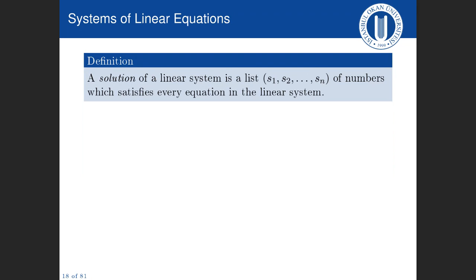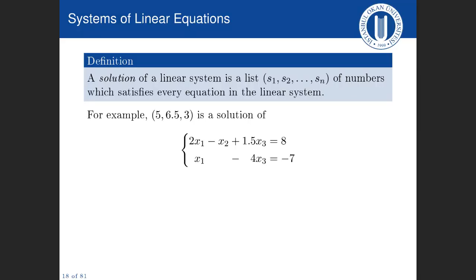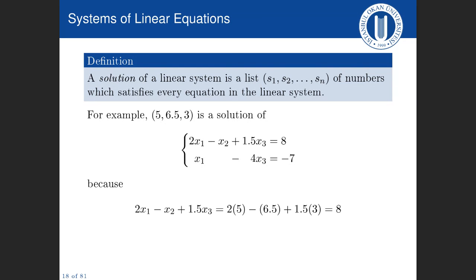A solution of a linear system is just a list of numbers which satisfies every equation in the linear system. So for example, 5, 6.5, 3 is a solution of this linear system. Why? Because if we replace x1 by 5 and x2 by 6.5 and x3 by 3 and then we calculate the left-hand side, we get equal to 8. And we do the same thing for the second equation. x1 minus 4x3, that's 5 minus 4 times 3 is minus 7. There's a typo here.